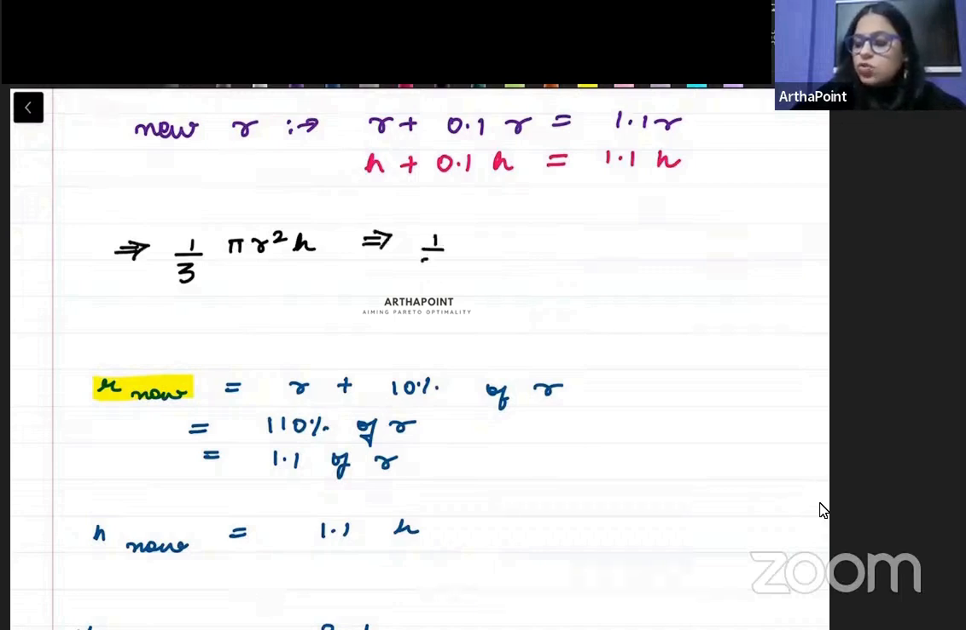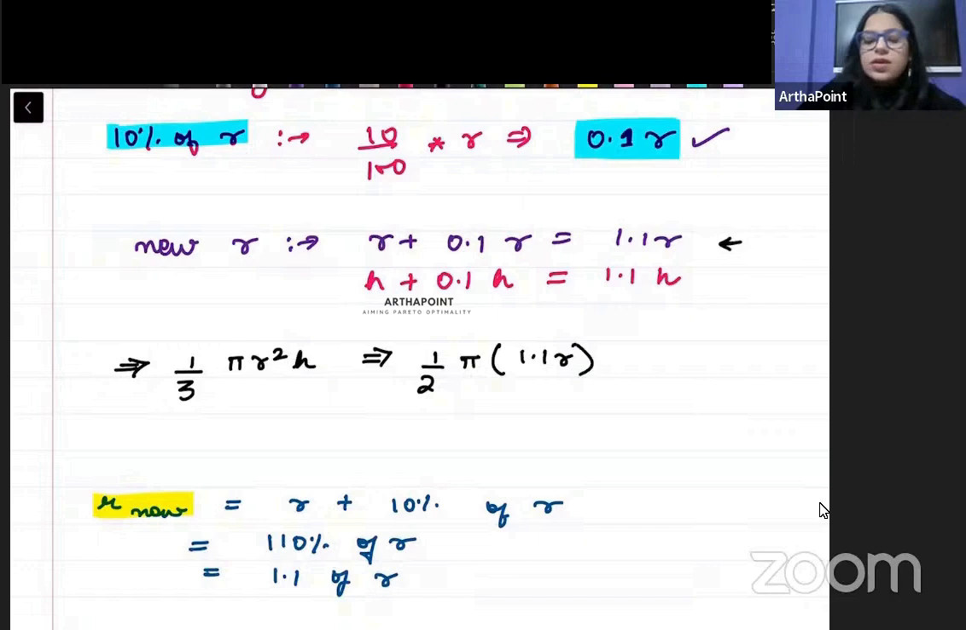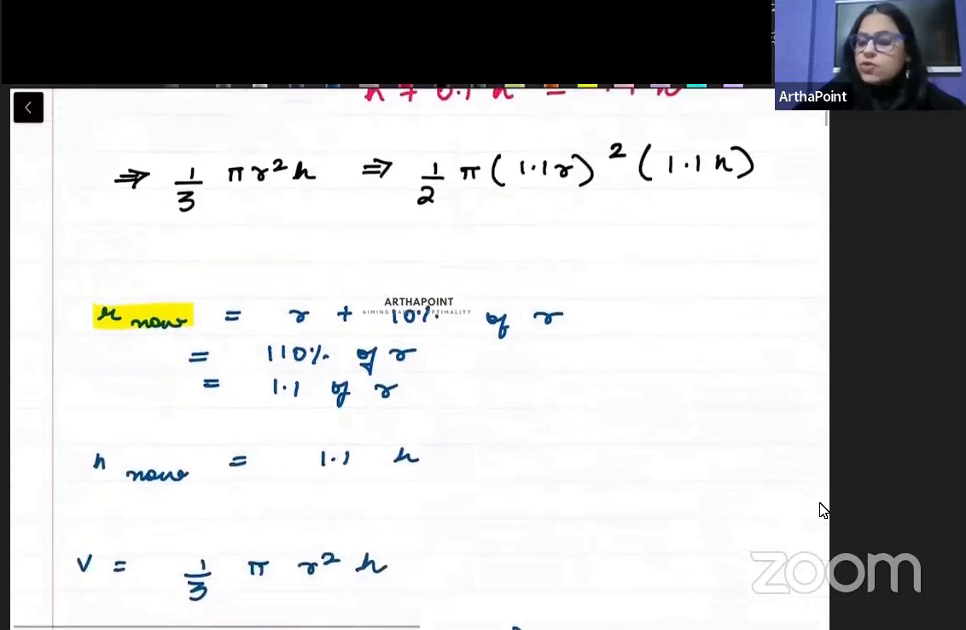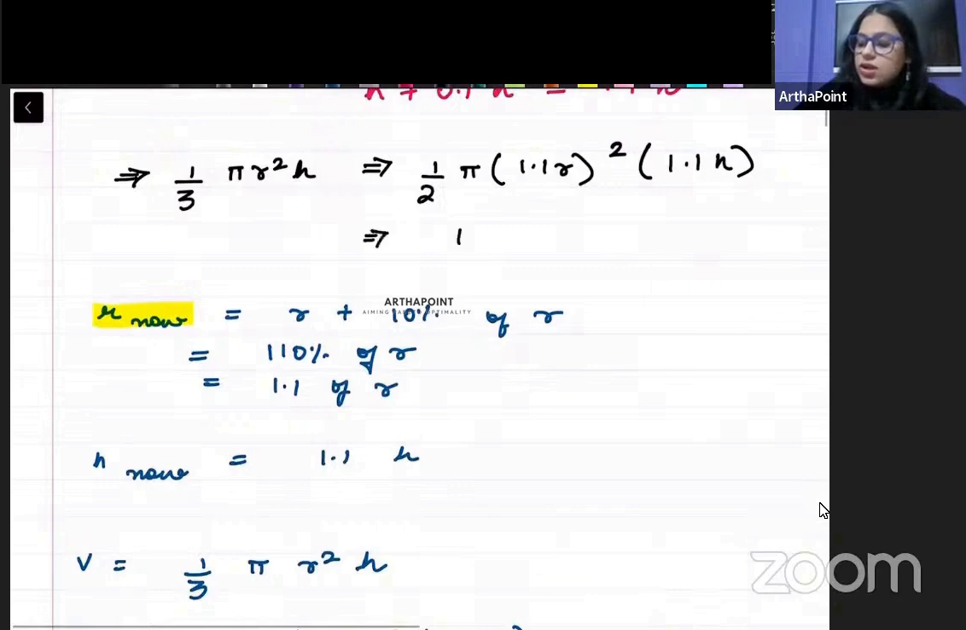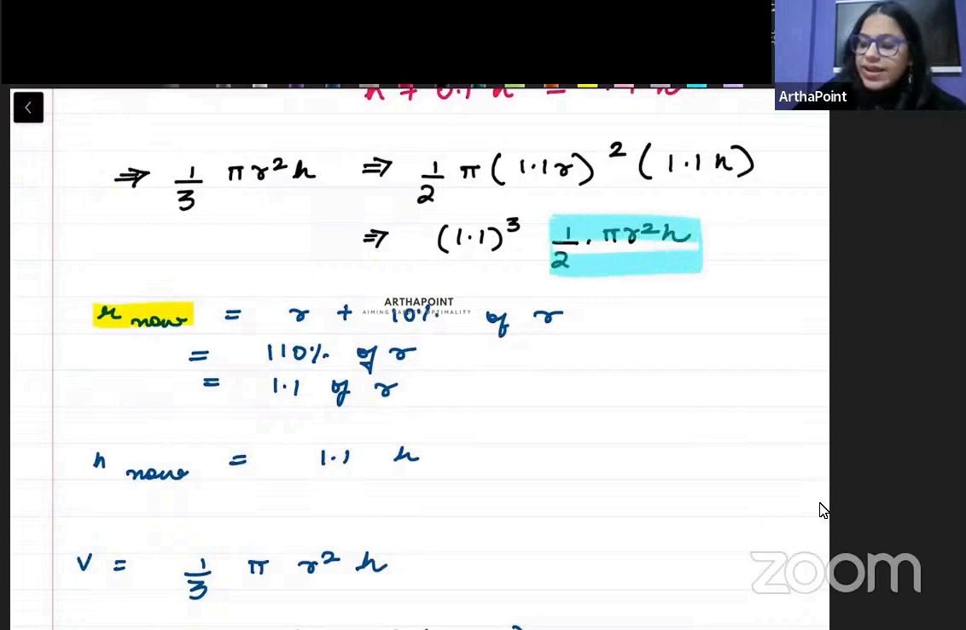So the new, just think about it. The new r is 1.1 r. The new h is 1.1 h. So if I just plug in the formula here, I will get 1.1 to the power 3 times 1 by 3 pi r square h. But beta, this is your original volume. जब r और h radius था, r radius था, h height था, तो this was your original volume. And this is your new volume.